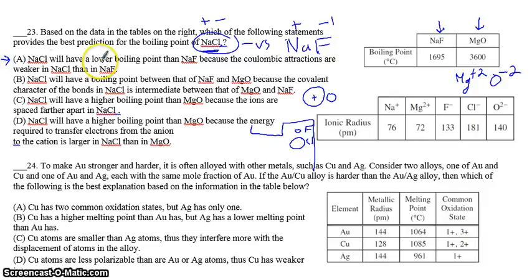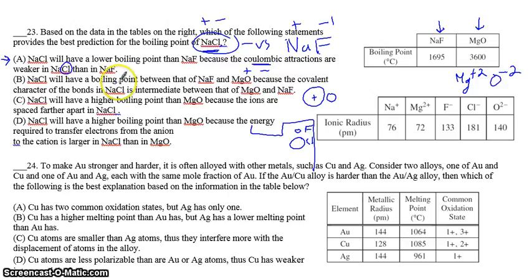Here it says NaCl will have a lower boiling point because the Coulombic attractions are weaker in NaCl, and that is true. The Coulombic attractions are positive-negative attractions. They're weaker because chlorine is bigger than fluorine. It doesn't say that, but that would be the reasoning behind it.